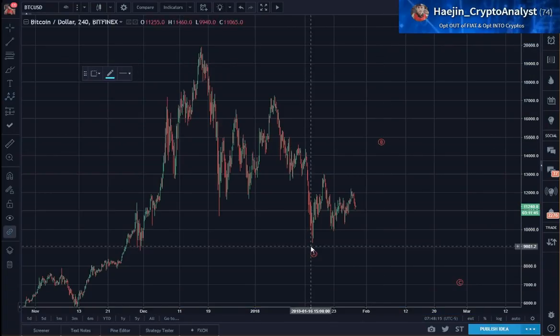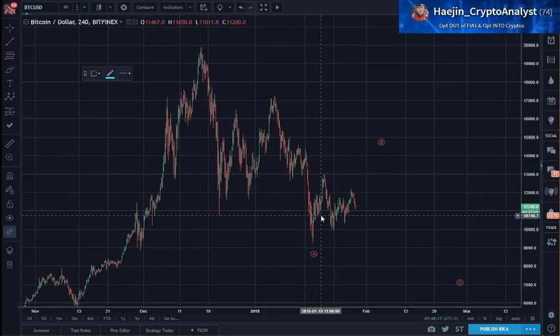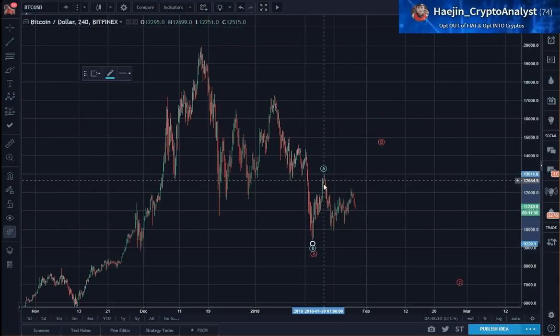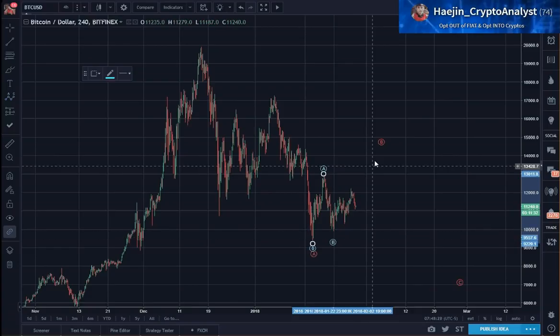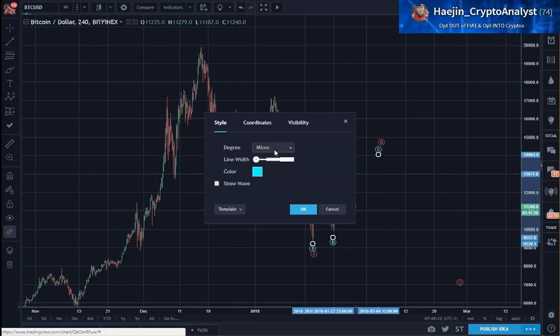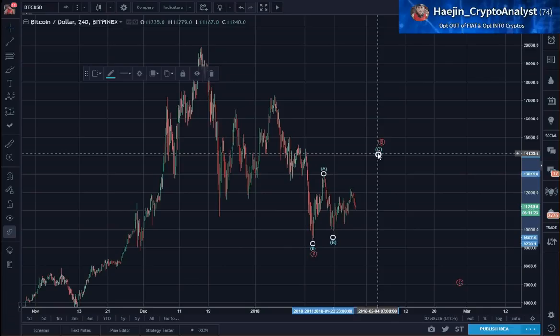This was very three-wave-ish. So we can call that A. This was very three-wave-ish. We can call that B and C. Would go towards the red B as a subwave.